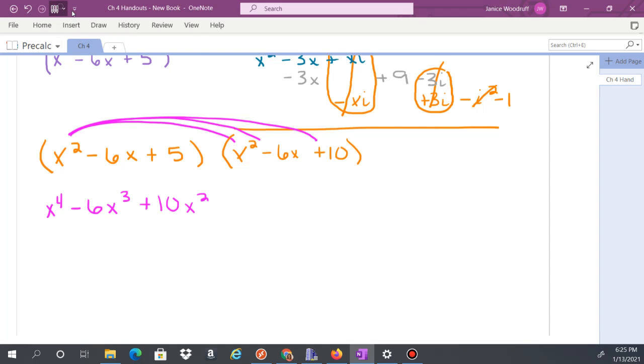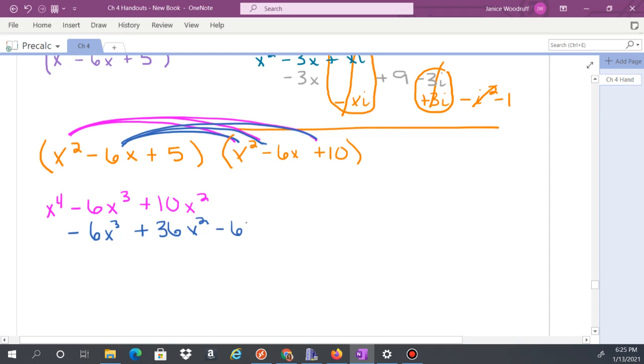Then we're going to take the negative 6x and distribute this. Negative 6x times x squared, negative 6x cubed. Then negative 6x times negative 6x, that's going to be positive 36, 6 times 6, and then x times x, x squared. Then negative 6x times positive 10, negative 60x.